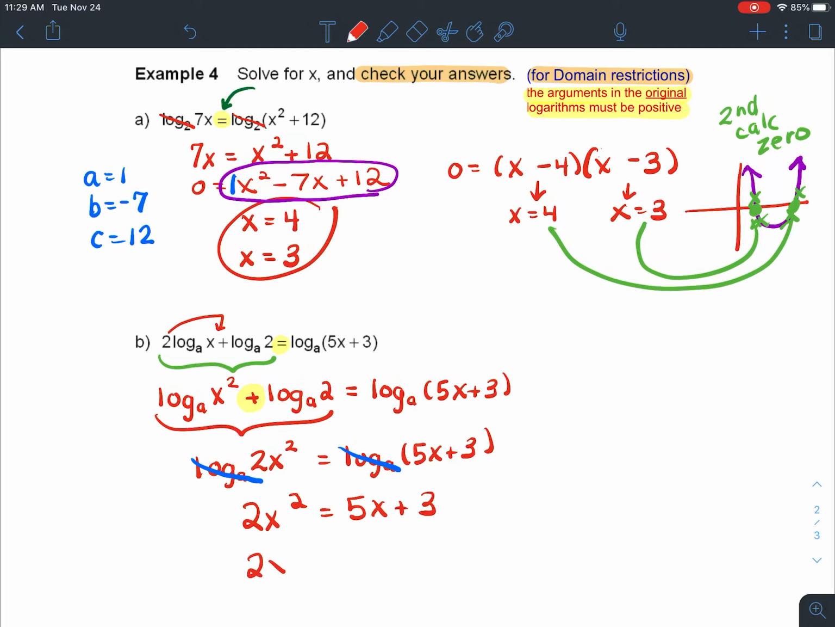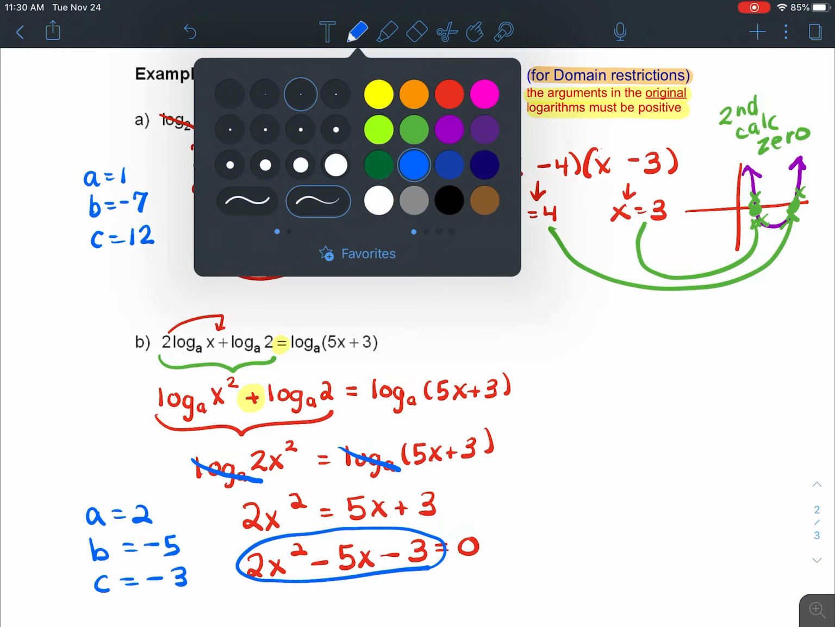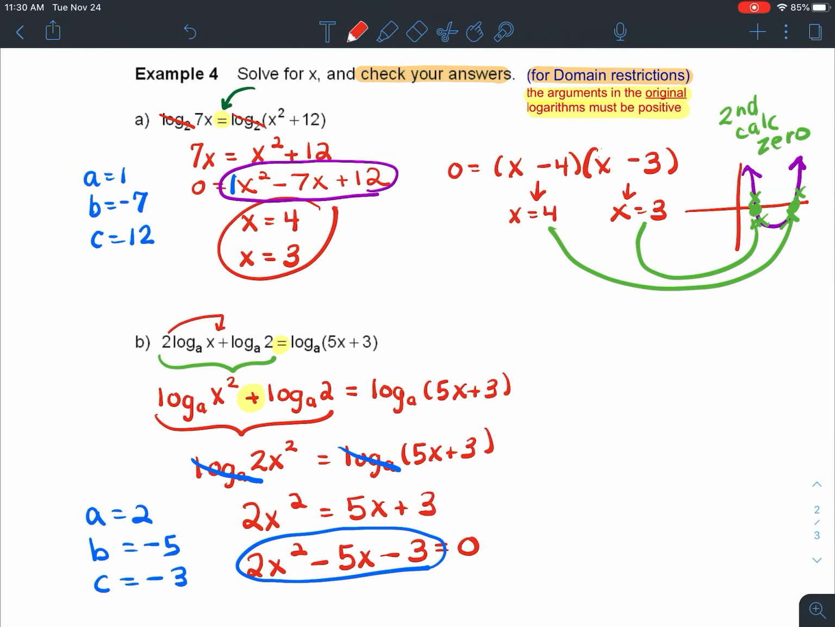I see again, this is a quadratic equation, so I'm going to move the 5x and the 3 to the other side of the equation. I'm going to run the quadratic formula program. A is 2, B is -5, and C is -3. If you have the program, go ahead and run it. If you don't have the program, then type this into Y1, graph it, and find the x-intercepts. You can pause this video if you want to try that to make sure that you're coming up with the right numbers. Either way, the x-intercepts or running the quadratic formula program, the answers should be 3 and -1/2.